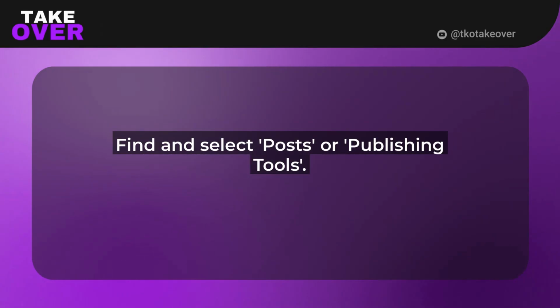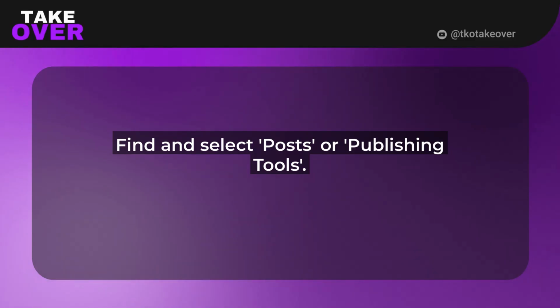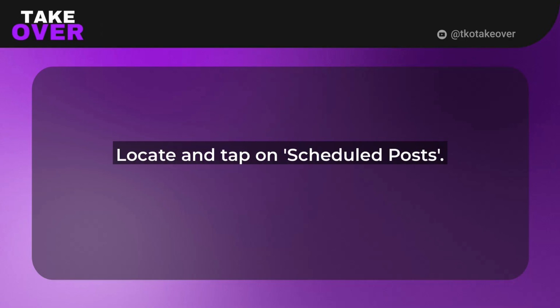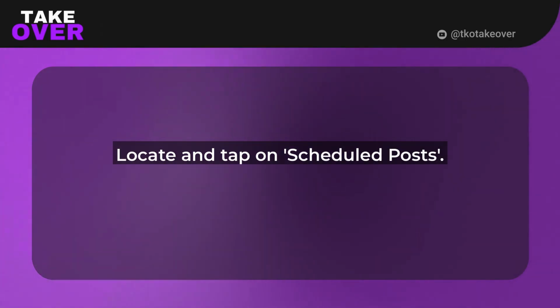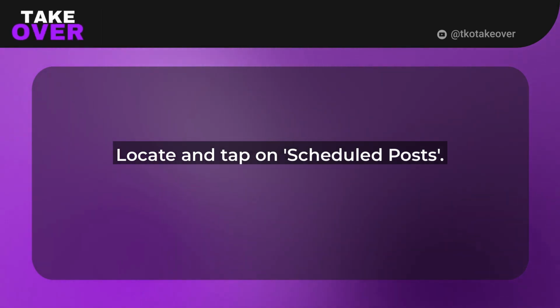Now, scroll through the options until you spot Posts or Publishing Tools. This might vary slightly based on your account type, but it's typically under the Your Information section. Once you're in the right area, look for Scheduled Posts or something similar. Tap on that, and voila! You'll see a list of all your upcoming posts, complete with dates, times, and even a preview. You can edit, delete, or reschedule them from here if needed.